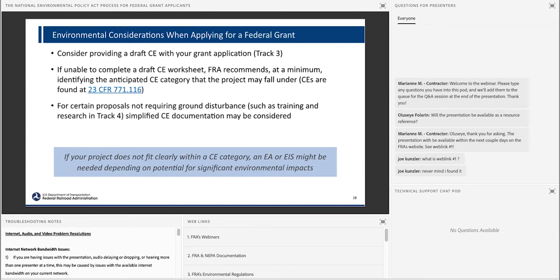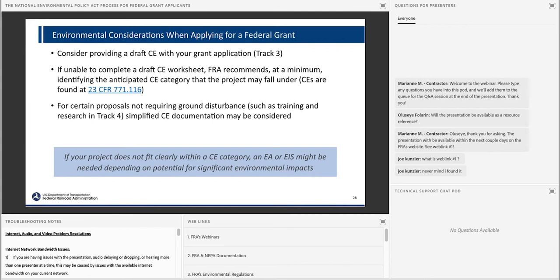And for certain proposals not requiring ground disturbance, such as training and research, which is found in Track 4, Simplified CE Documentation, once your grant is awarded, FRA may be considered. So if you have a project with ground disturbance, it's a much different environmental impact than providing training or tools to your staff. If your project does not fit clearly within a CE category, an environmental assessment or environmental impact statement might be needed depending on the potential for significant environmental impacts.